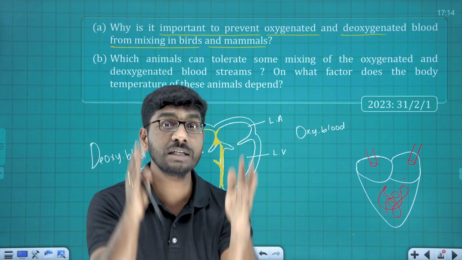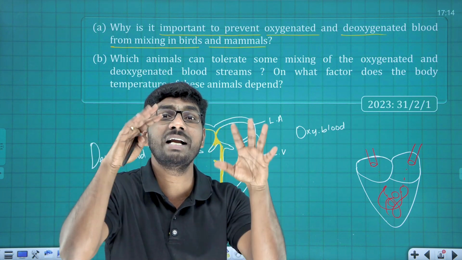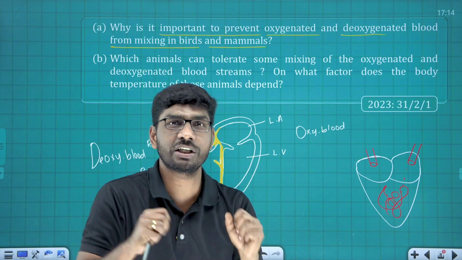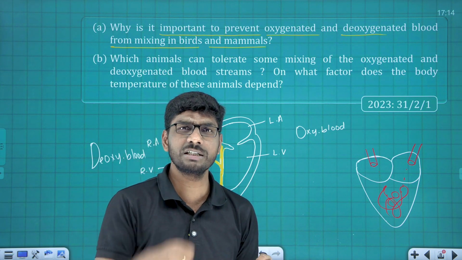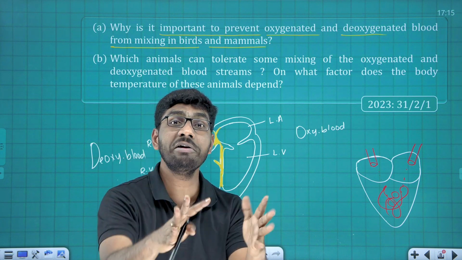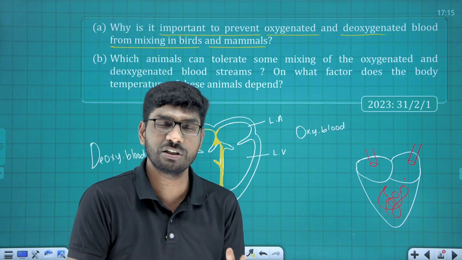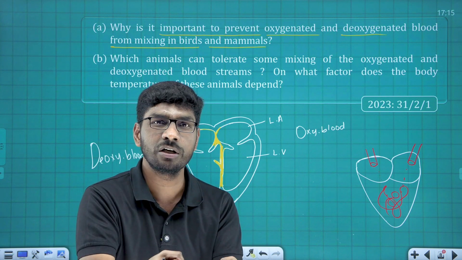But in the case of birds and mammals, it's not like that. We constantly maintain our internal body temperature. It doesn't matter whether outside is 40 degrees Celsius, 38, 45, or 10 degrees Celsius. We will constantly maintain our internal body temperature. For that purpose, we need energy.